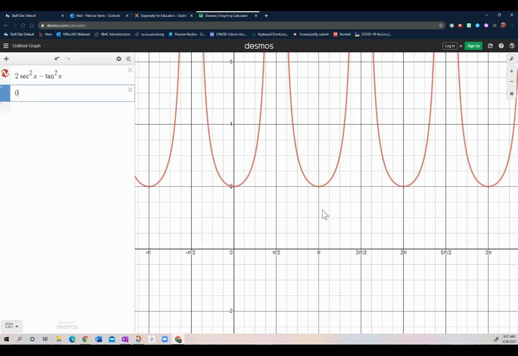Is your graph less than 0? What do you think? Nope. So no solution. Okay, that's it. This is always greater than 0.